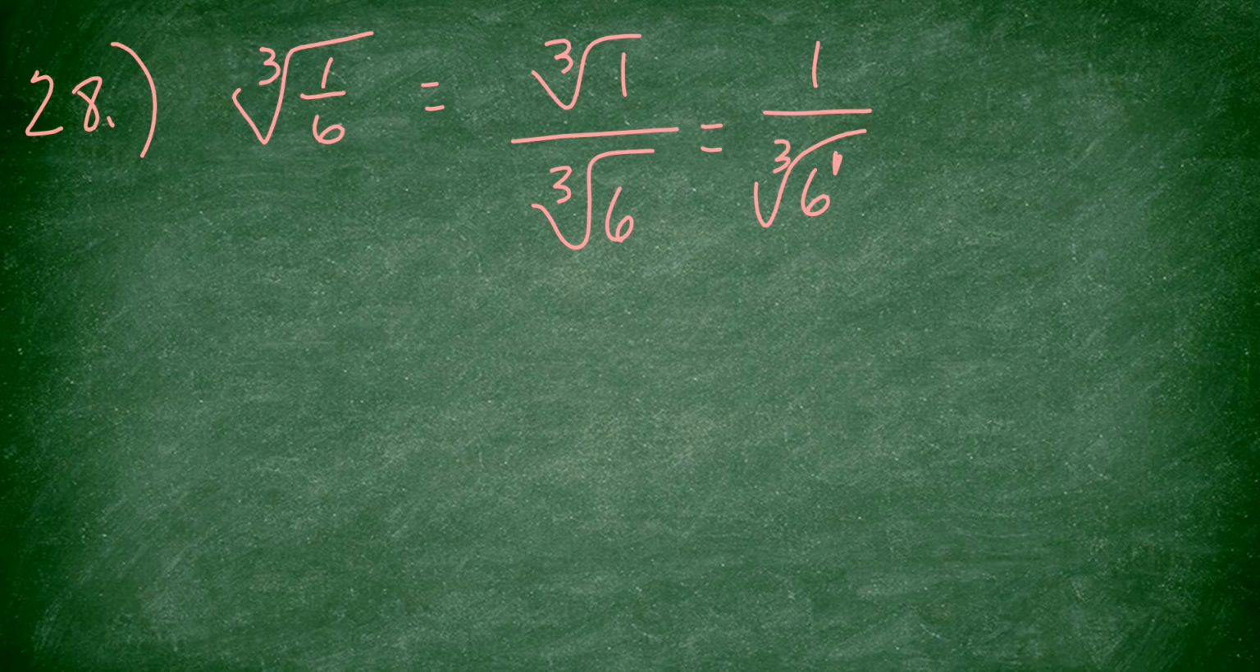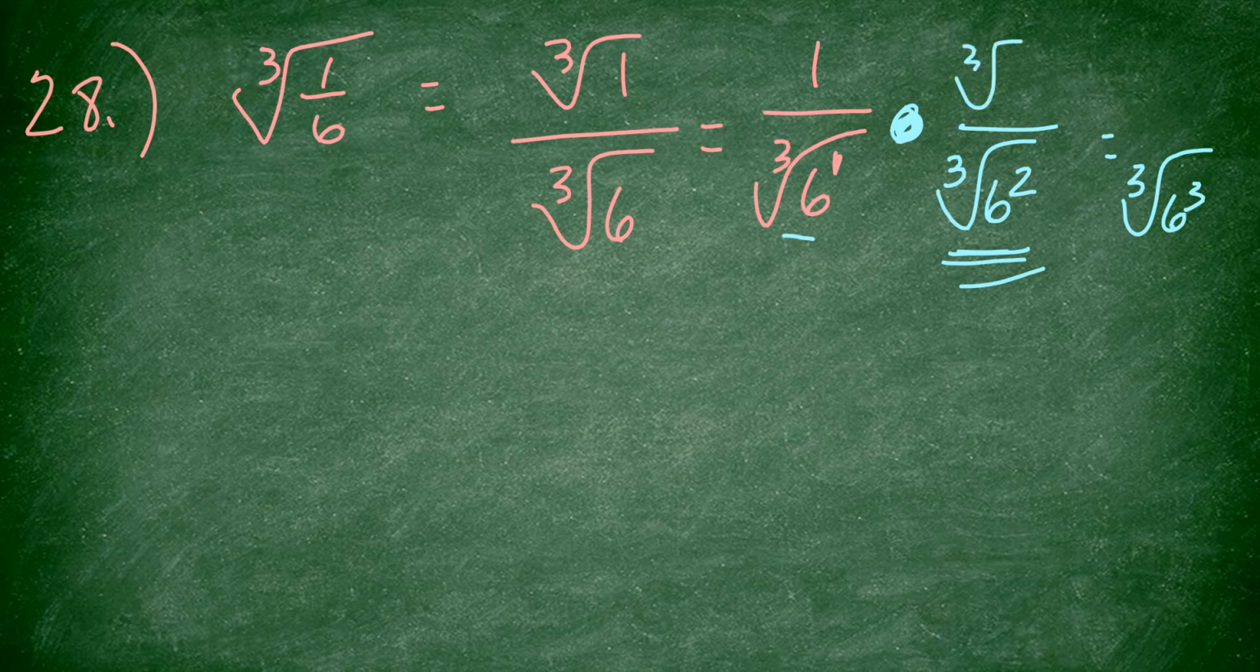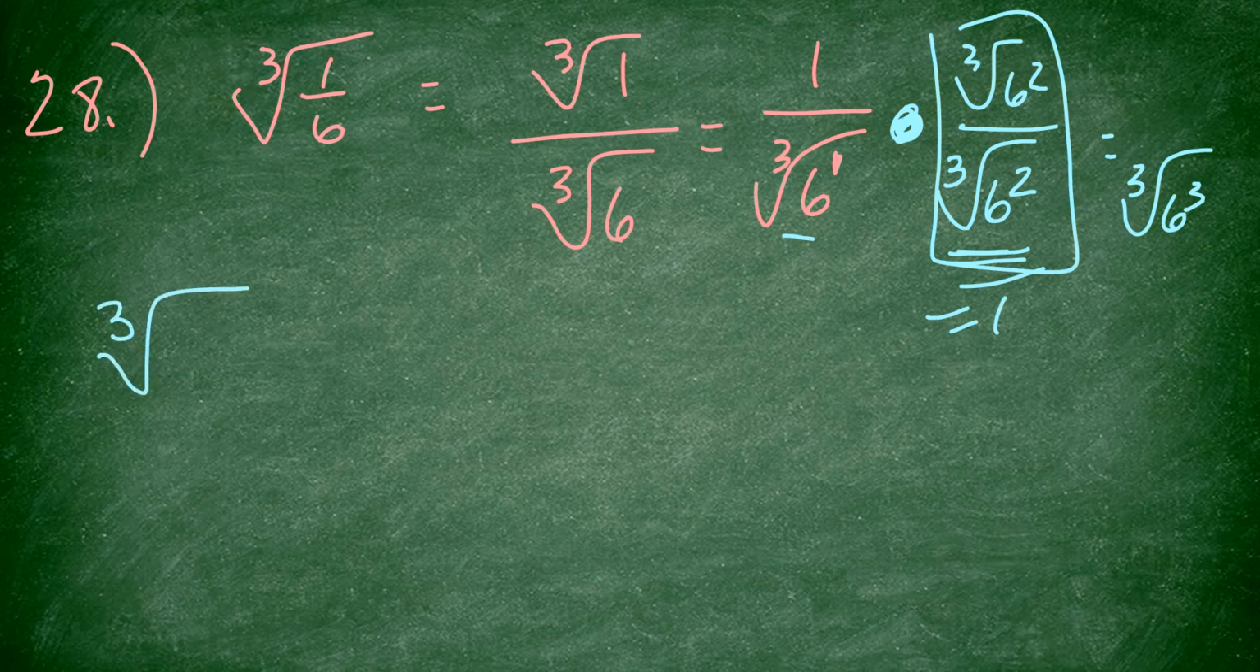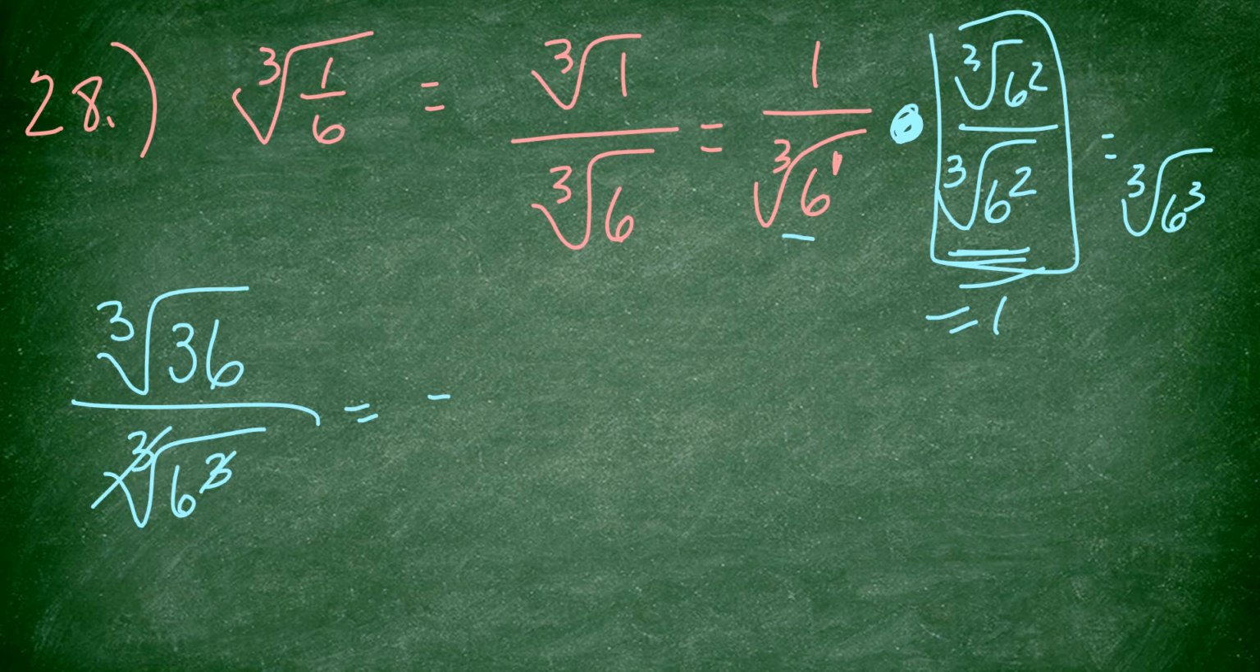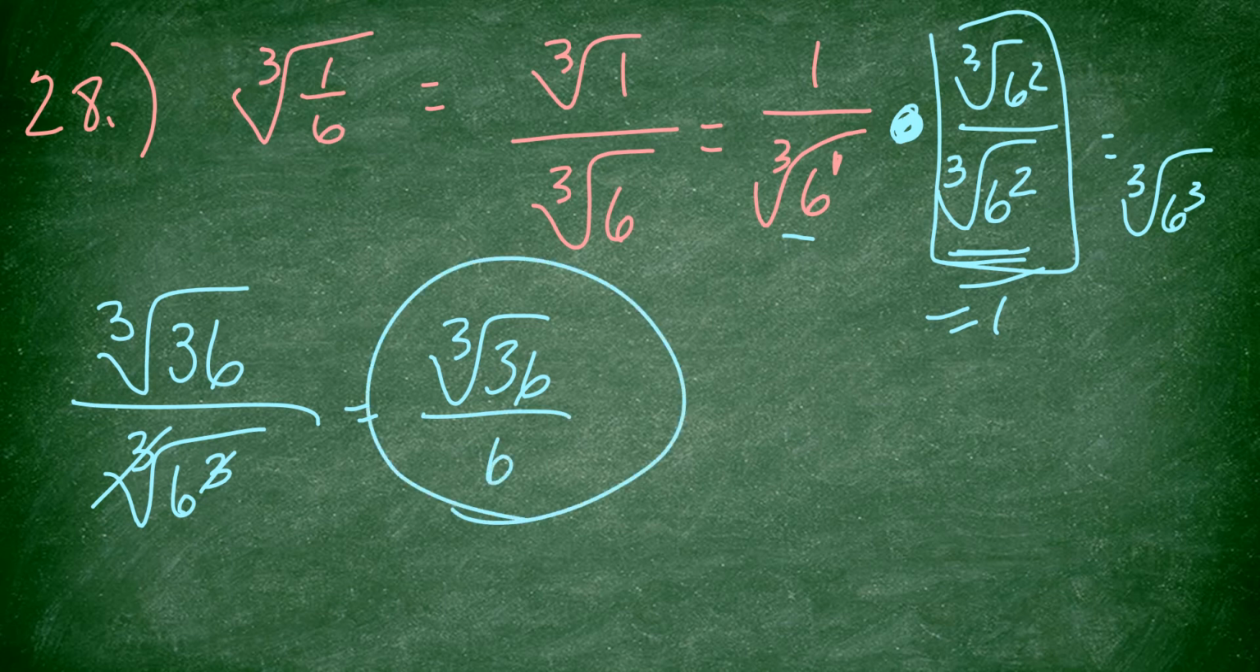So I'm going to multiply. On the bottom I'm going to put the cube root of 6 squared, because this and this is going to give me the cube root of 6 cubed, which is what I want. Now remember, whatever I put on the bottom, I have to match on top, so this whole thing can equal 1. That has to equal 1, because I can multiply anything by 1 and not change it. So I end up with the cube root of 6 squared, which is 36, all over the cube root of 6 cubed. Those 3's cancel, so I'm going to end up with the cube root of 36 all over 6. And that's my final answer.